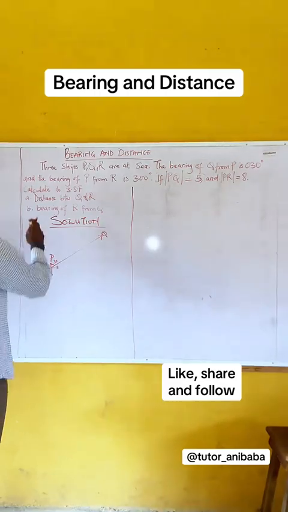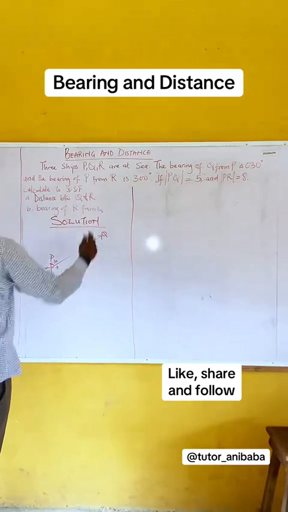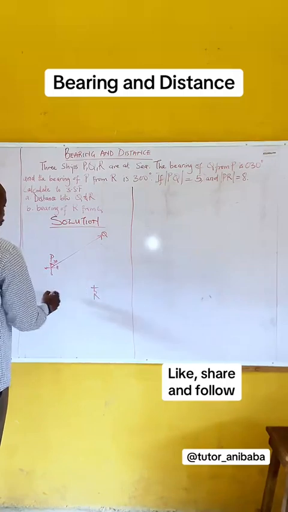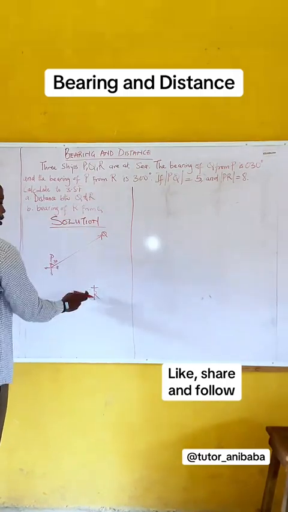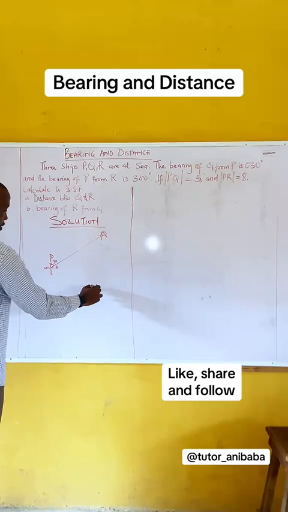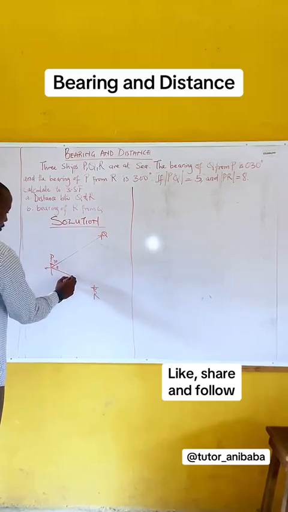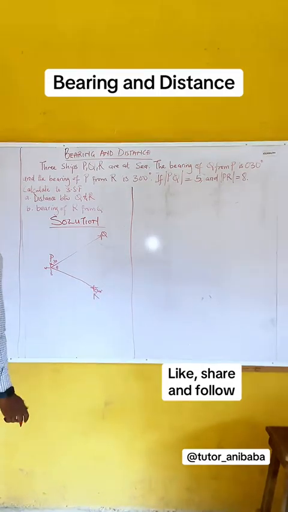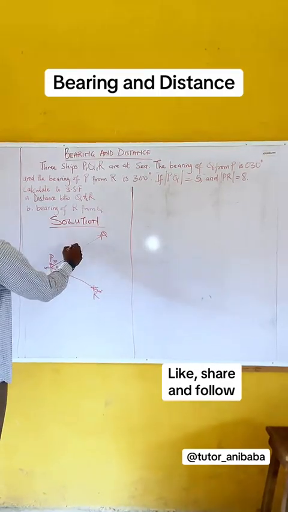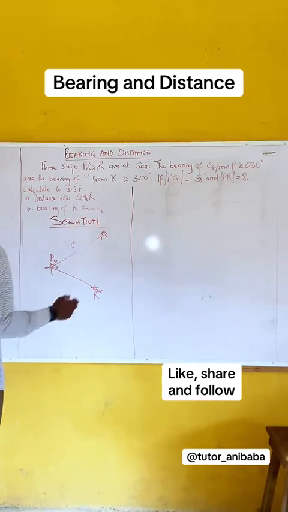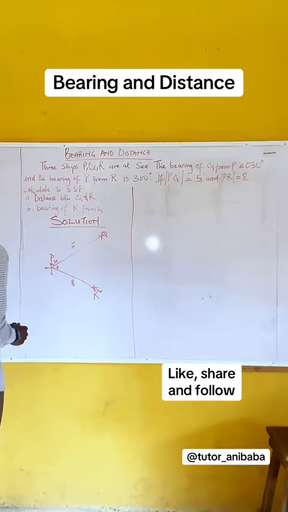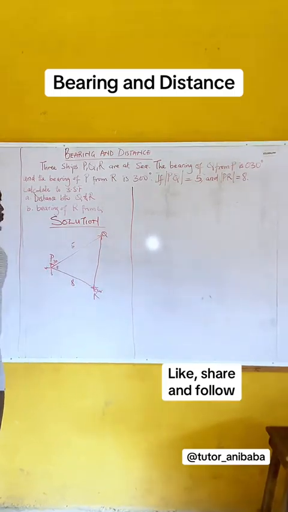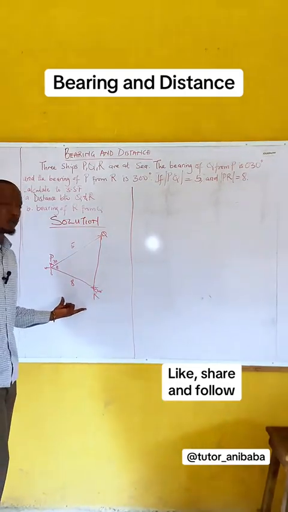Now the next thing says the bearing of P from R. Let's assume our R is here, and the bearing of P from this R is 300. So this is 300 degrees. If line PQ is 5 and line PR is 8, we should find the distance between Q and R. So this is our triangle.